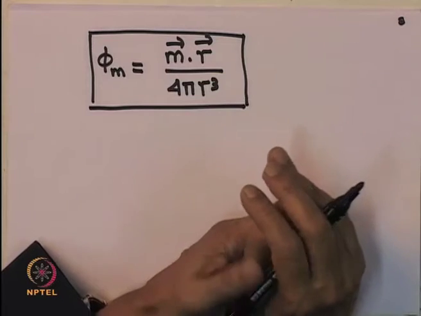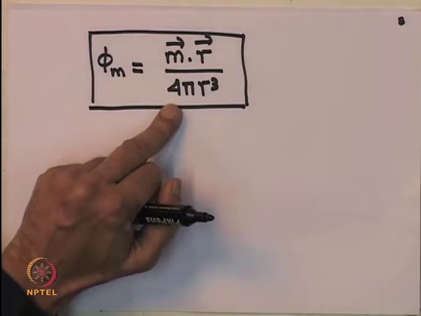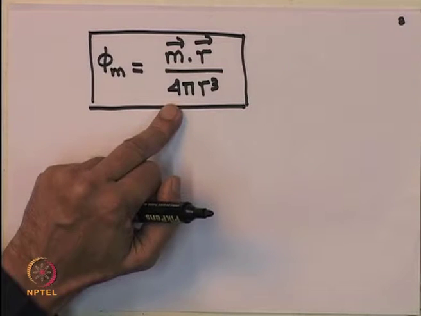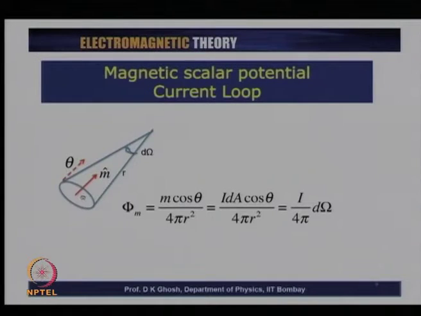Now, notice this. Now I want to write it in a slightly different way. Now, here is my current loop. This is the current loop on the screen. This is the direction of the vector m, and what I have done is this is the observation point. Now, suppose this observation point makes a solid angle d omega here. Now, my expression for the vector potential is m cos theta by 4 pi r square.